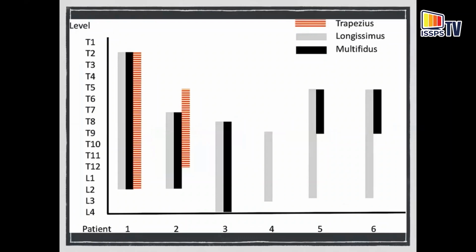Also, there was variation in the involvement of the muscles. So either the intrinsic back muscles, such as the longissimus, or the extrinsic muscles, such as the trapezius. So again, we're seeing variation in the spread. We're seeing variation in the spread of local anesthetic based on the involvement of the muscle.